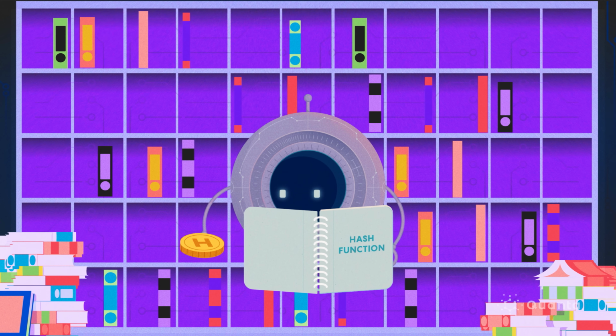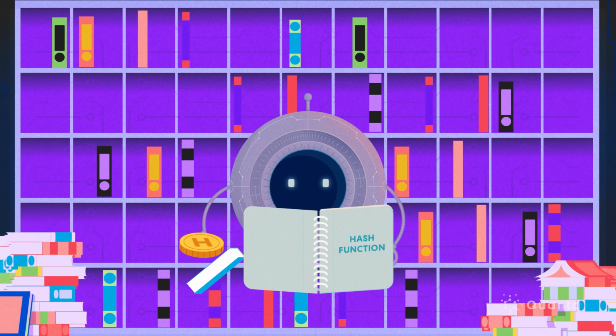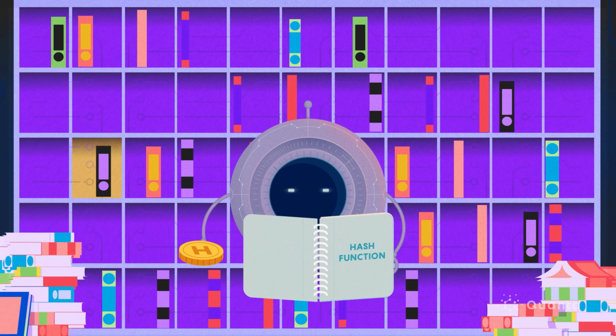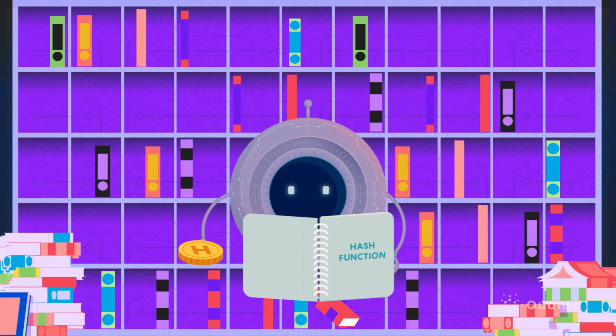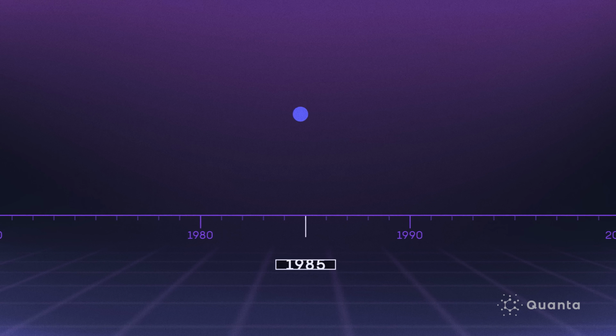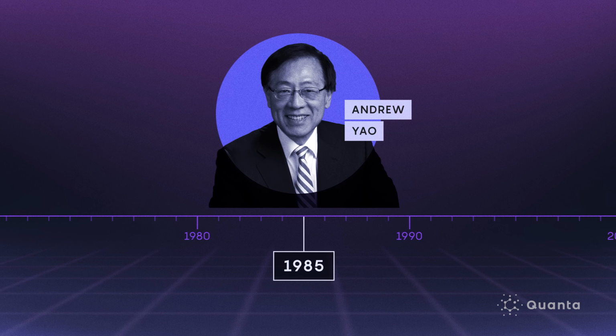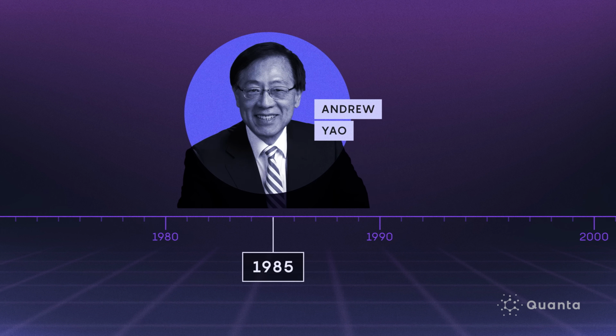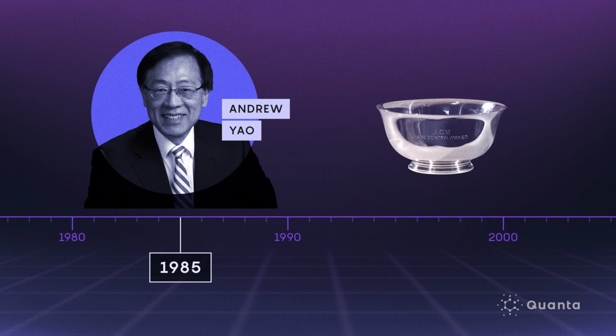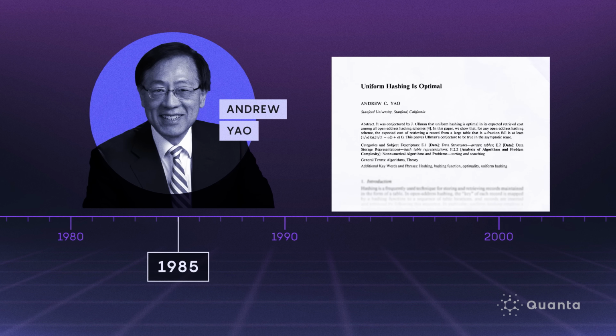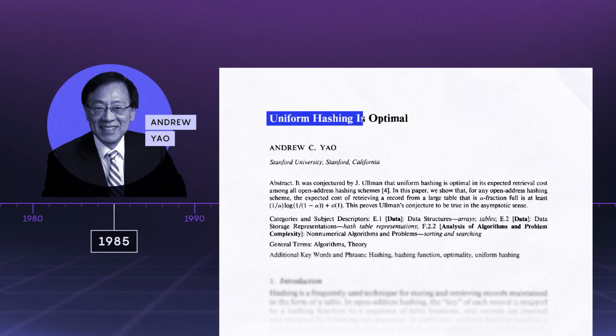The hash function uses randomness to help select locations in memory. It then inserts information in the first open slot it finds. Basically, you just try a bunch of random spots until you find a free one. In 1985, the computer scientist Andrew Yao, who would go on to win the Turing Award, the field's highest honor, concluded that this approach, called uniform probing, was the best possible.